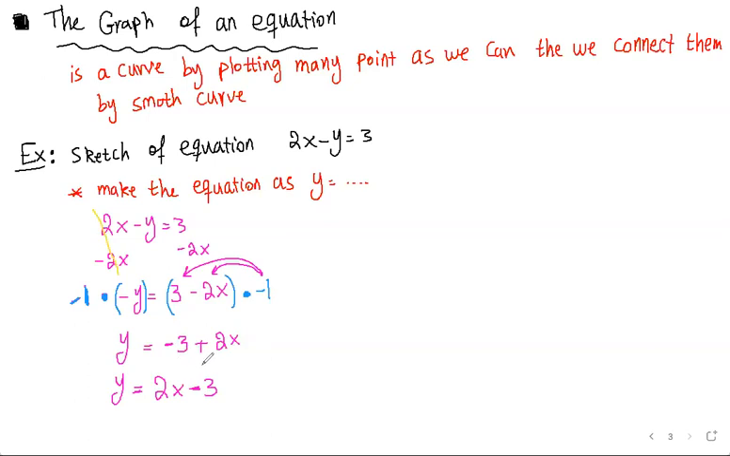Now, to graph something like that, I have to make a table. I'll make my table here in this area. I need some points x. I plug them inside the formula y equal 2x minus 3. Then I get the point x comma y.